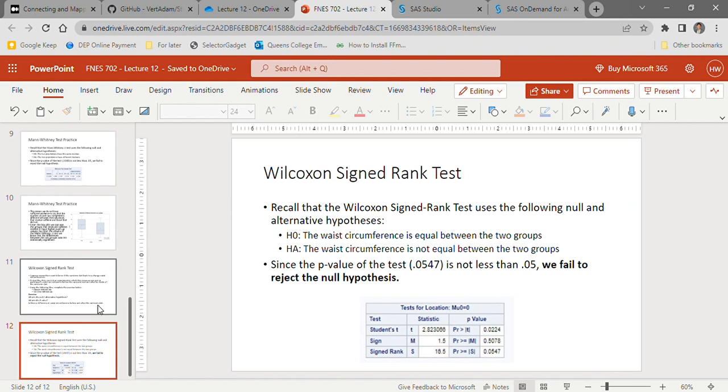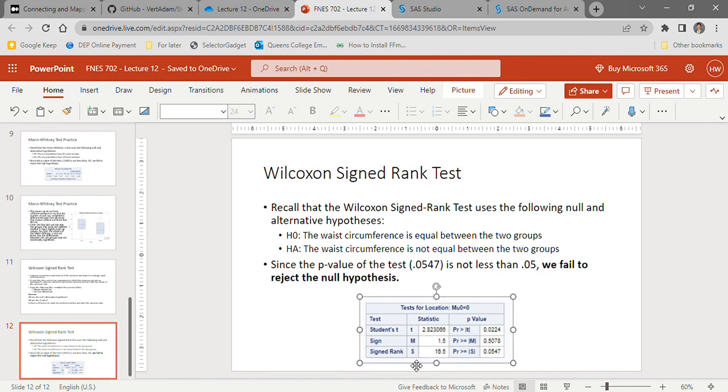Okay, here we go. Recall that the Wilcoxon signed rank test uses the following null and alternative hypothesis. The waist circumference is equal between the two groups. The waist circumference is not equal. Since the p-value of the test is 0.0547, which is not less than 0.05, very close, we fail to reject the null hypothesis, right? So remember the key here, we're going to pay attention to this bottom one here that says signed ranks, and then you follow the same convention.